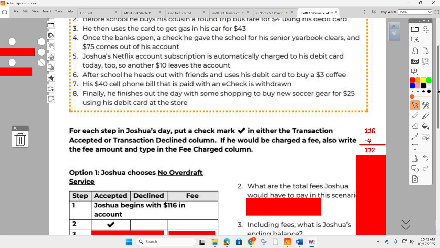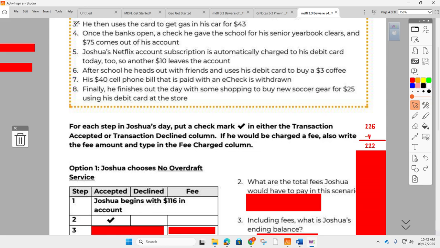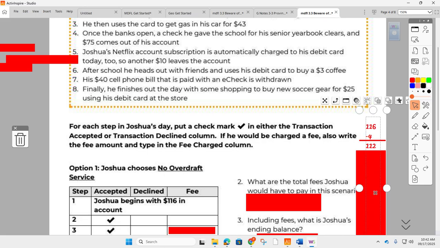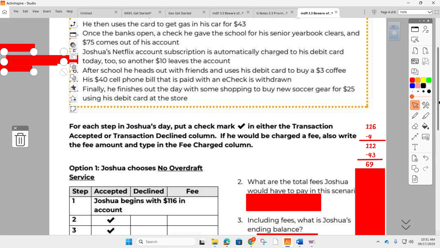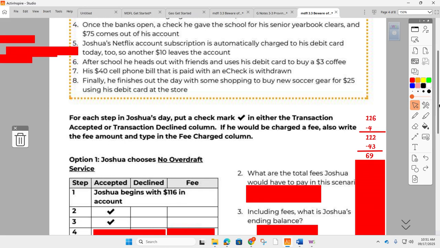Does everybody see what we're doing? Step 3, he then uses his card to get gas for $43. Are they going to pay that charge? How do you know? Because he still has more than $43. So yes, they are. I'm going to subtract that $43. Now he has $69 in his account. There's no reason why they would charge him a fee. He's got money. He's not overdrawn. Now we're going to look at step 4.